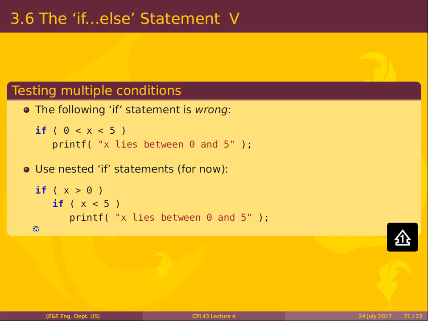And how do you test multiple conditions? This is what you would do in maths, but it doesn't work like this in C. In C, you're going to use nested if statements for now.